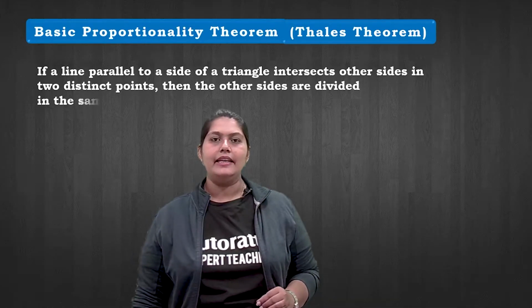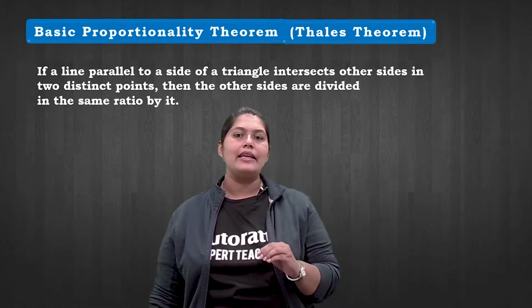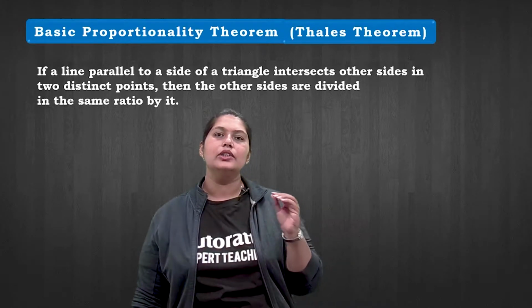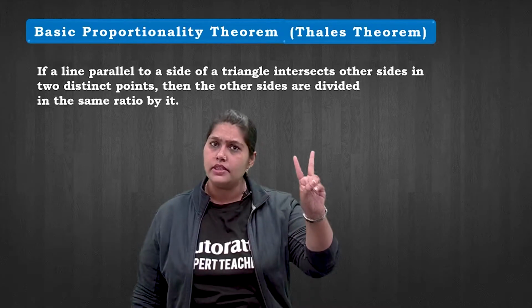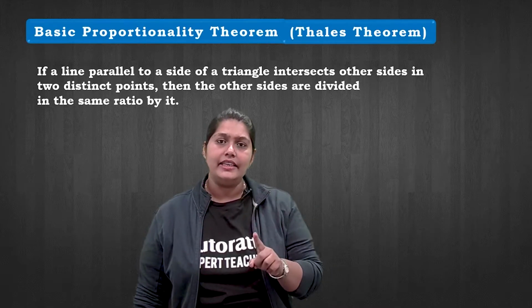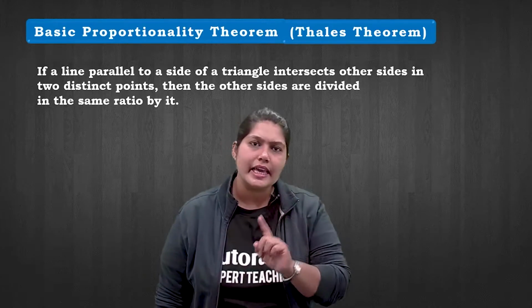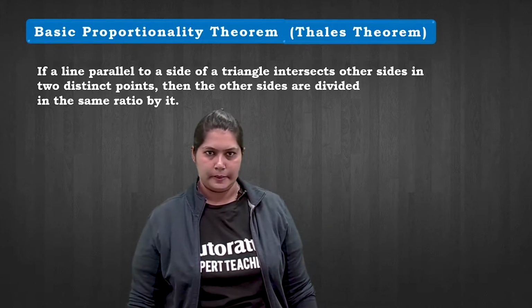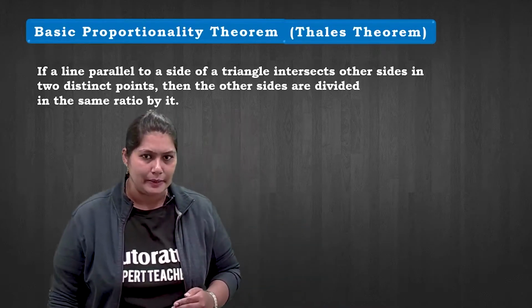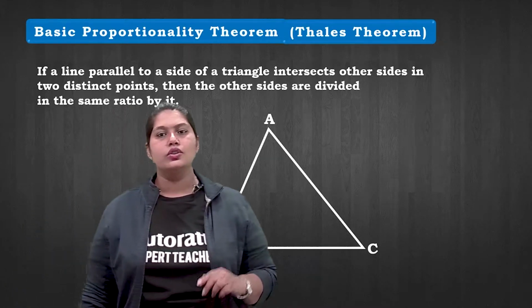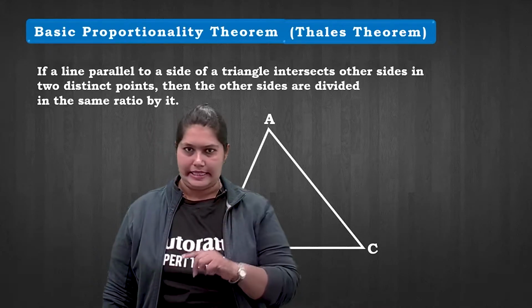It says that if a line parallel to a side of a triangle intersects the other two sides in two distinct points, then the other two sides are divided in the same ratio by it. So let's see what it means. It says that we have a triangle. So let's name the triangle ABC.